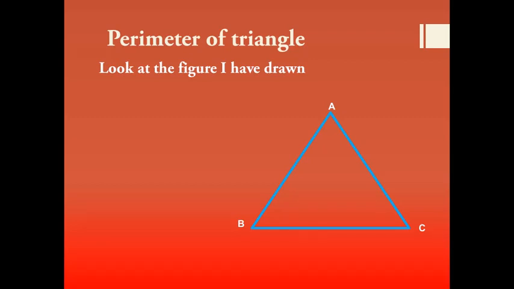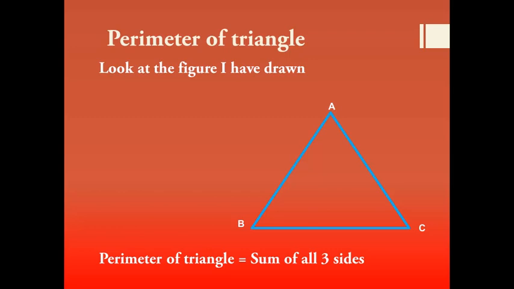Now perimeter of triangle. Look at the figure I have drawn. Triangle ABC. A triangle is a flat figure. It has 3 straight sides and 3 angles. Perimeter of a triangle is equal to the sum of all 3 sides.